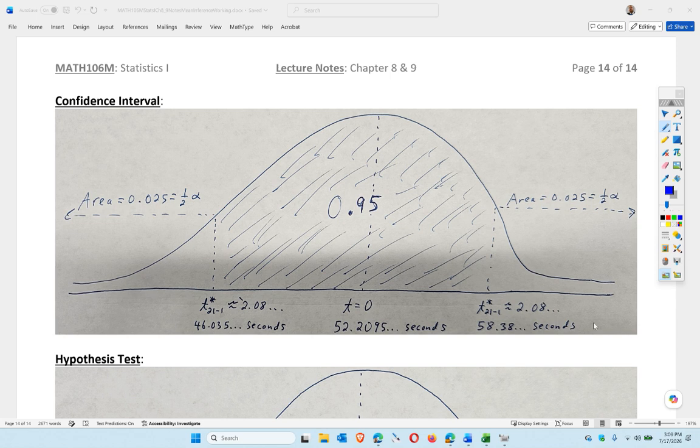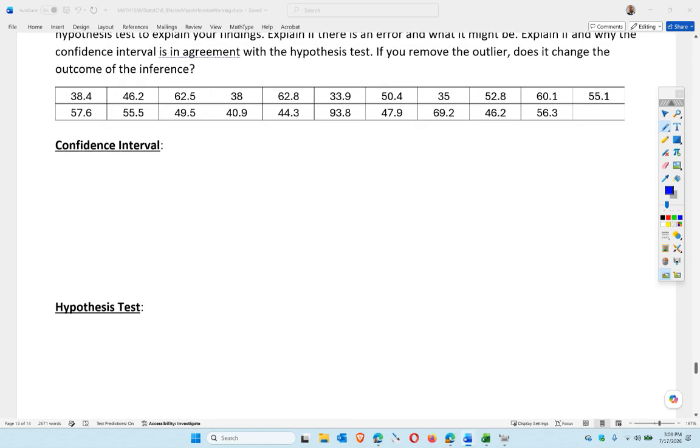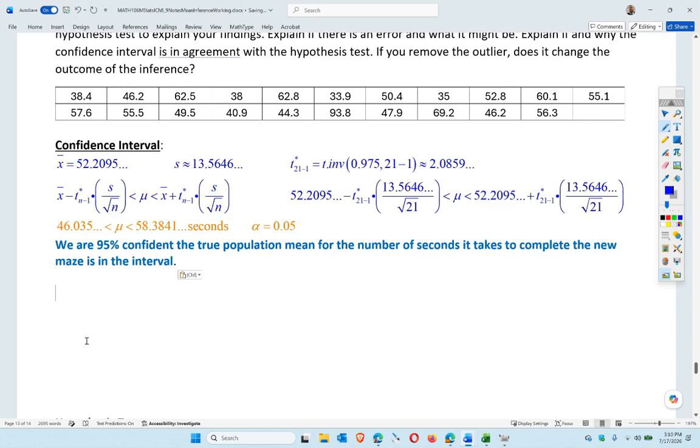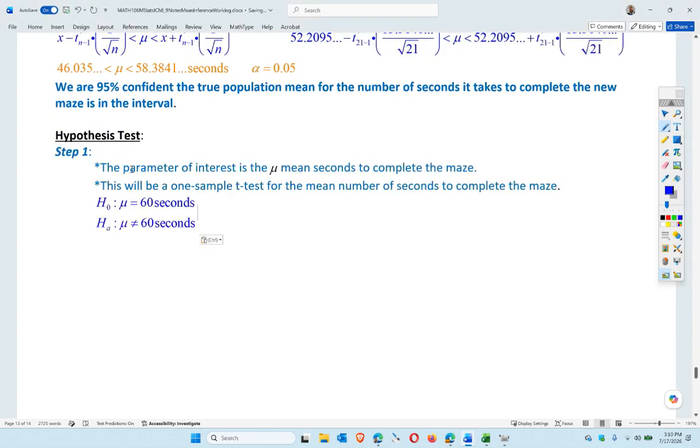Okay, versus the hypothesis test, which we're going to do now. Let's paste in the confidence interval. Okay, so this is our confidence interval here. We're 95% sure that the true mean falls in that range of values, essentially. Okay, so step one. Now we're talking about completion time in the maze in seconds. Either it is 60 seconds or it is not 60 seconds. There is no other possibility, essentially, right?